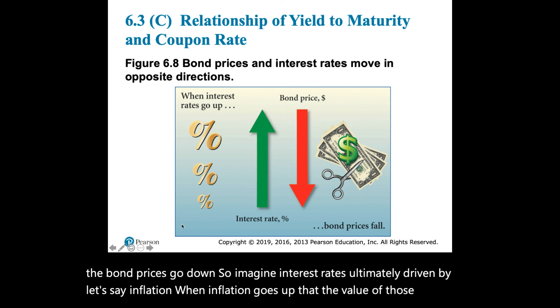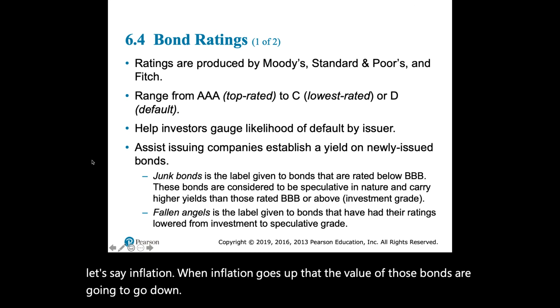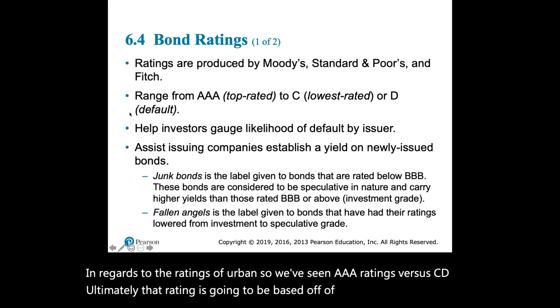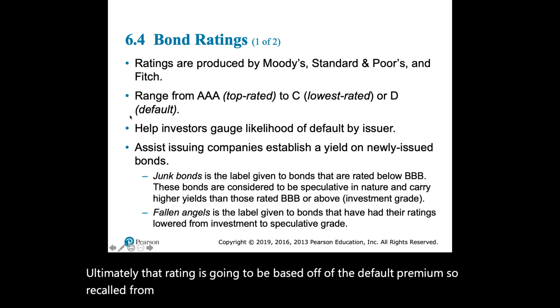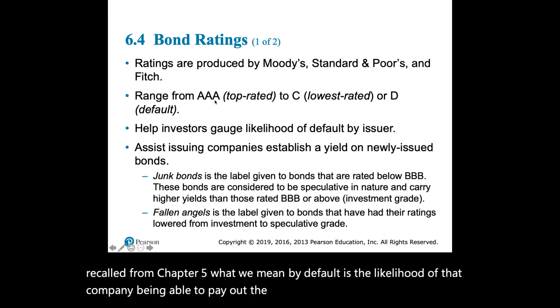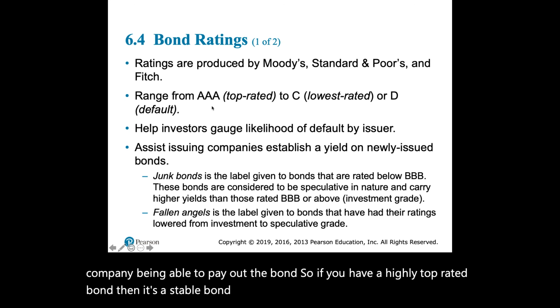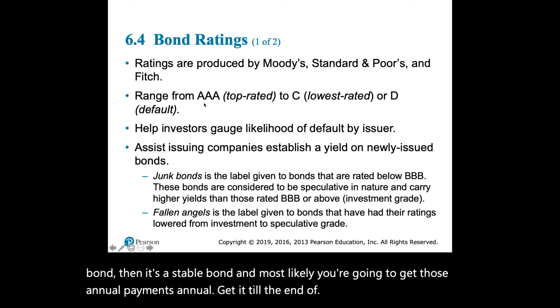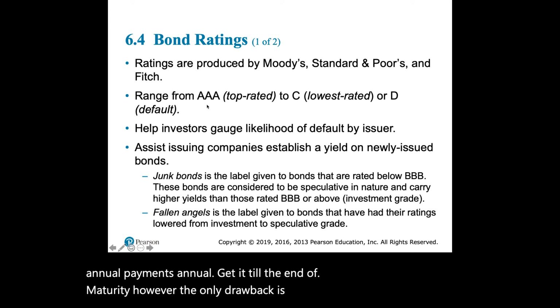Now, in regards to the ratings of our bonds, we've seen AAA ratings versus C and D. Ultimately, that rating is going to be based off of the default premium. If we recall from Chapter 5, what we mean by default is the likelihood of that company being able to pay out the bond. So if you have a highly top-rated bond, then it's a stable bond, and most likely you're going to get those annual payments until the end of its maturity. However, the only drawback is that you're going to have a lower yield. If you recall from the equation, there's going to be no default premium associated.